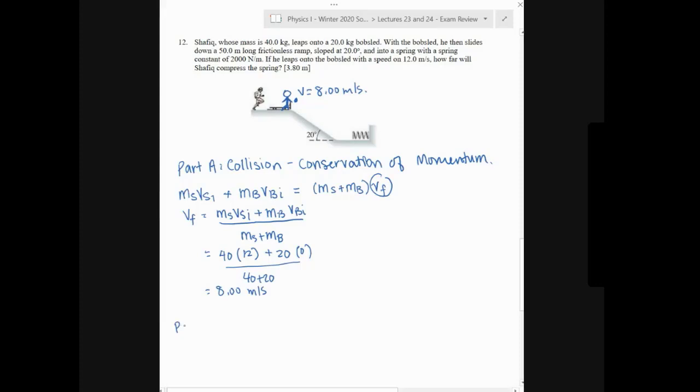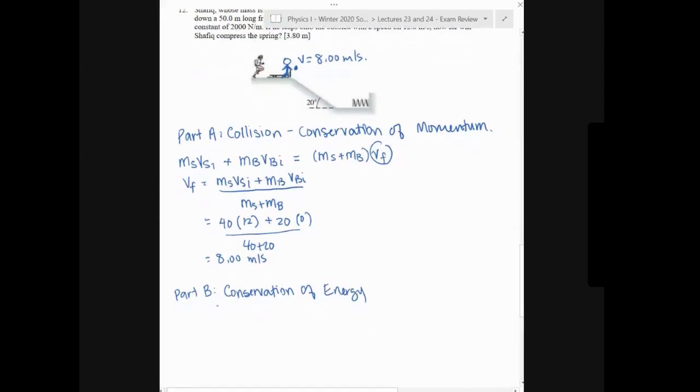So we're moving on to part B, which is energy, conservation of energy. Okay, so now for conservation of energy, we're going to say the total energy initially, when they're at the top of the ramp here, is equal to the total energy final, which means when they're down here, compressing the spring to its maximum amount. That's what the final is. So initially, what kind of energy do they have? Remember, there's the three types. Yeah, I'm just going to write them all in.